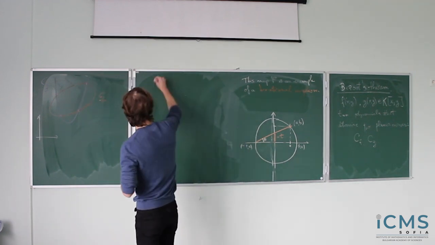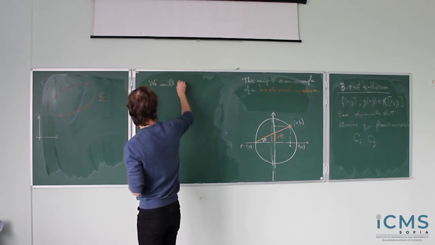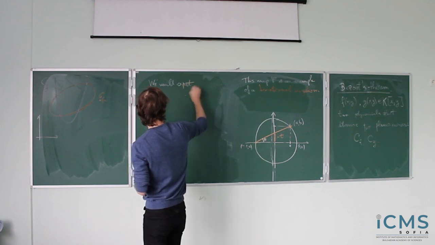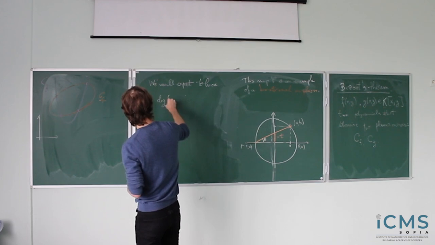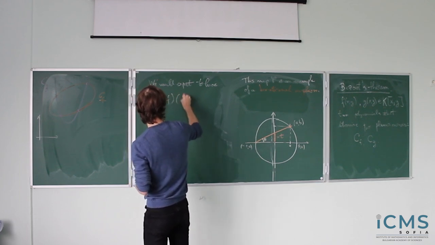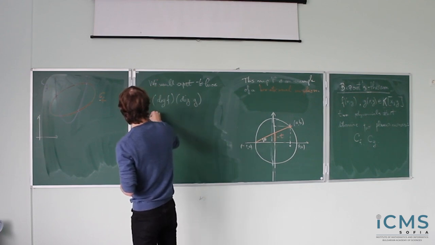So the idea would be the following. We would expect to have degree F times degree G points of intersection.